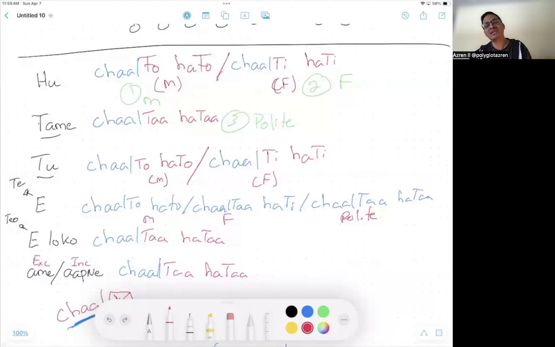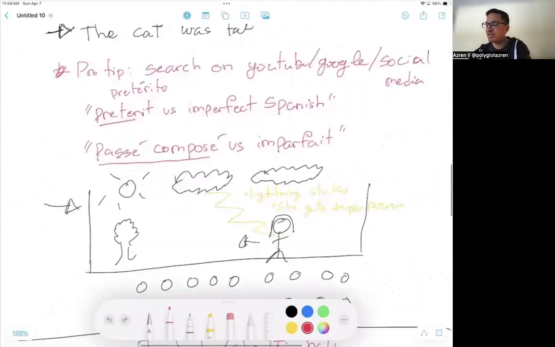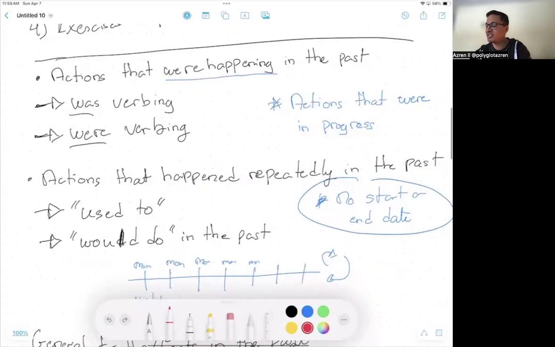I don't know if this is dialectal or if this is everyone. I honestly don't know. But remember how we have different meanings here, right? If we scroll back up. Generally speaking, the English translations of the imperfect tense are going to be these: was verbing, or we're going to have used to or would do, right? These are kind of the English translations for the most part, right? There are some exceptions, but generally that's what we're going to have.